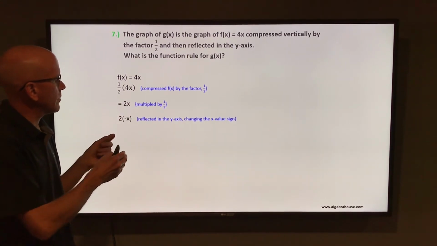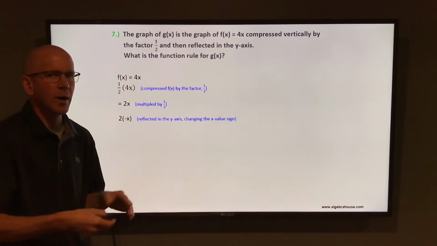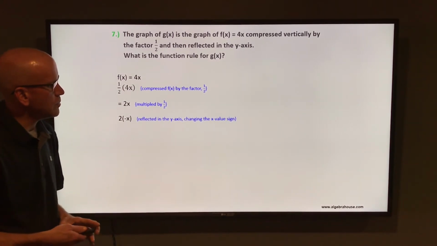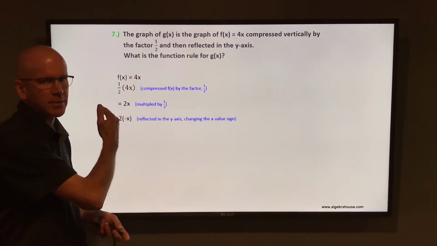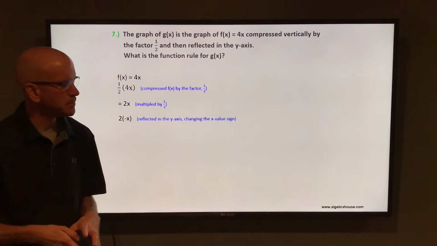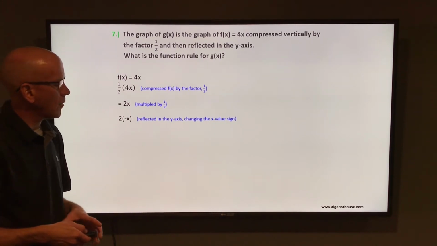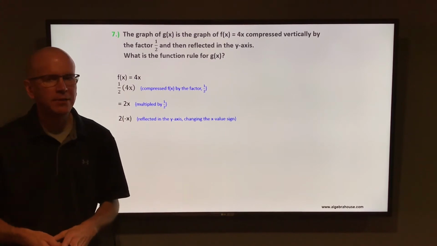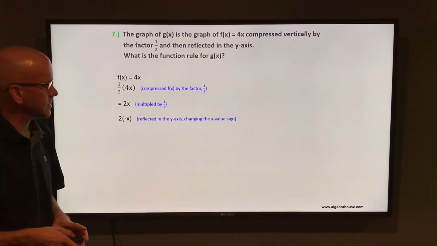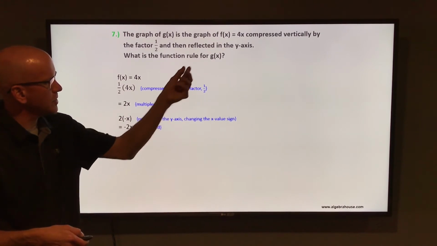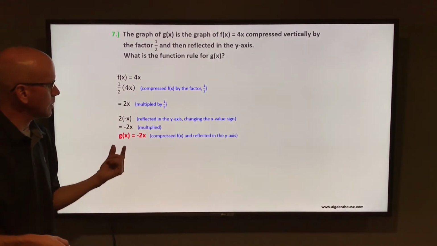We need to make a reflection over the y-axis, so we have to take the negative of the value of x. When you make a reflection over the y-axis, the value of x changes from negative to positive or positive to negative on those points. So if we take the negative of x, that creates a reflection over the y-axis, it becomes negative 2x. So our new function rule, our g of x, is g of x equals negative 2x.